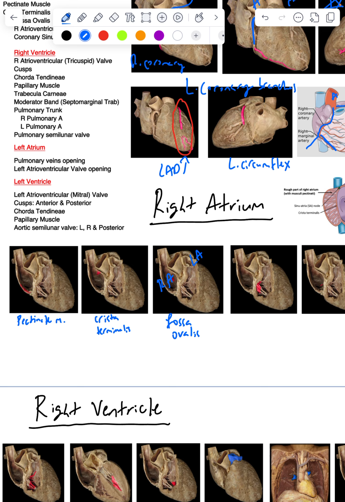Because think about the way blood flows. It usually goes right atrium, right ventricle, then it goes to the lungs, and then it comes back to the left atrium. But if our lungs aren't developed, there's no need for it to go that whole process. So blood would go into the right atrium and immediately go to the left atrium.